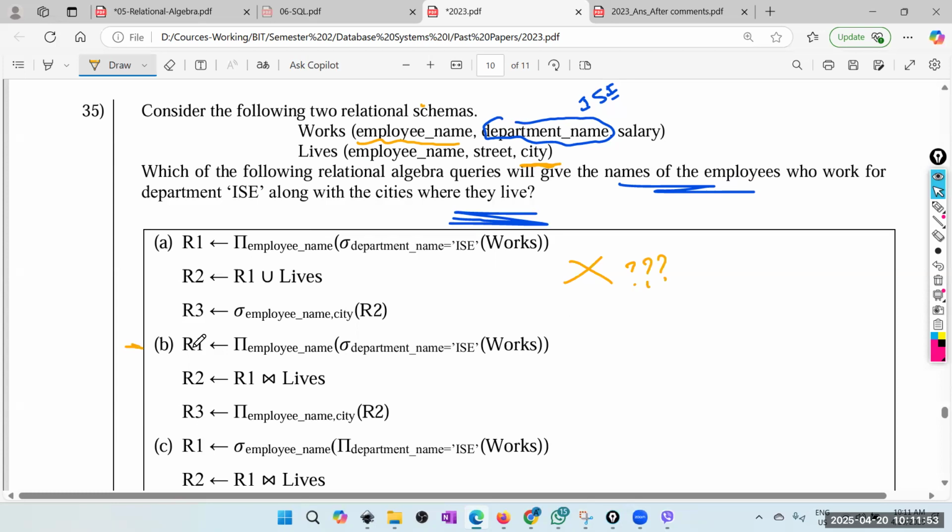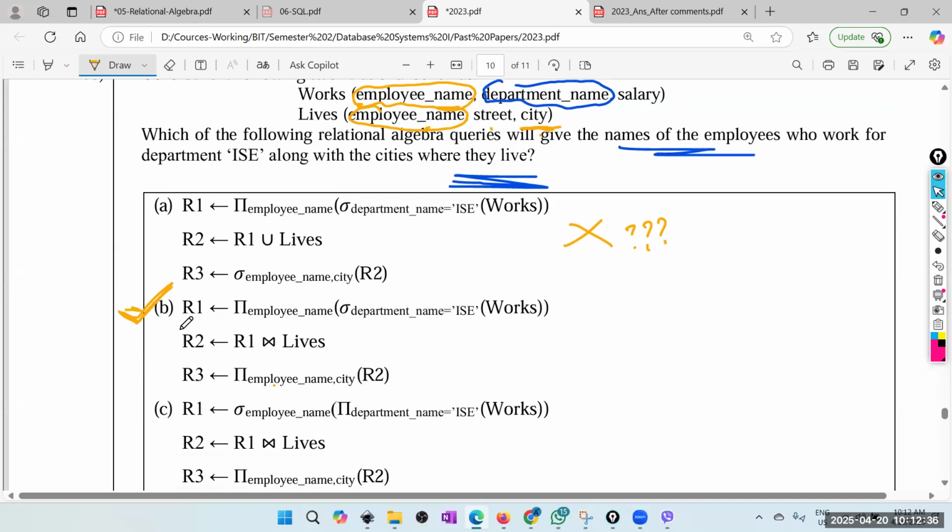What about this? Then you join with lives, but they have not mentioned using which field. Maybe you can assume it's a natural join, because employee name is a common field. That is why I explained what a natural join is. Common field, that's a natural join, and it's an inner join. Then you take the employee name and city. That looks okay for me because already we have the employee name. From here, you get these three fields and you don't need street. So you just take the employee name and city. This looks okay for me.